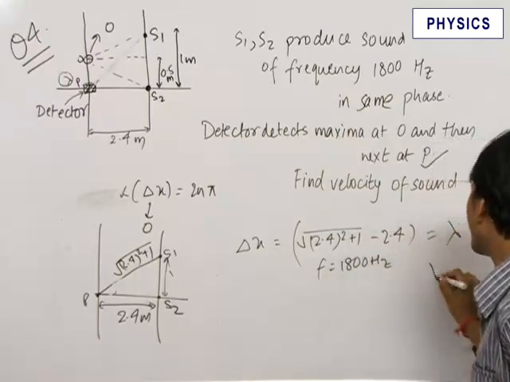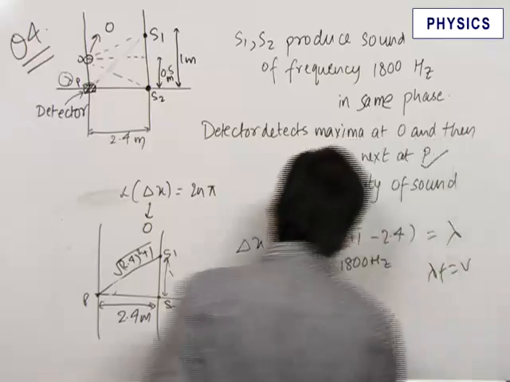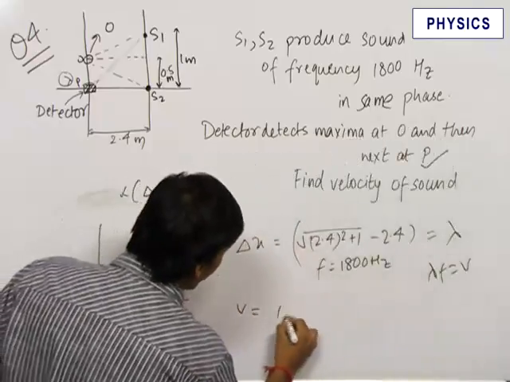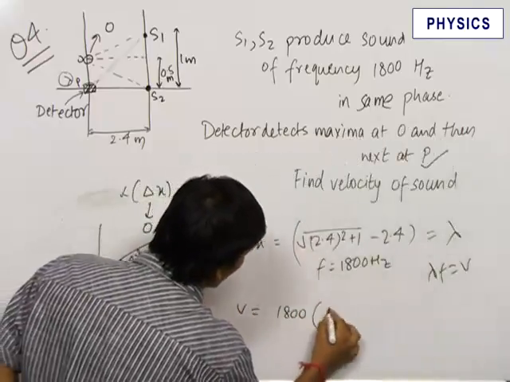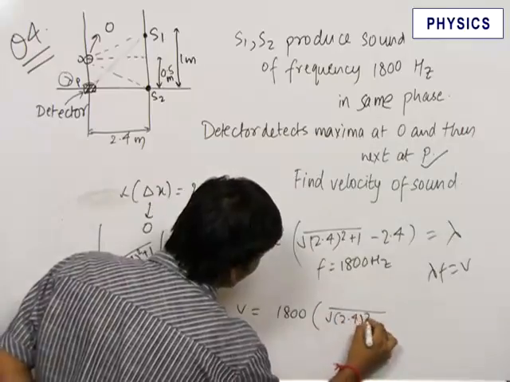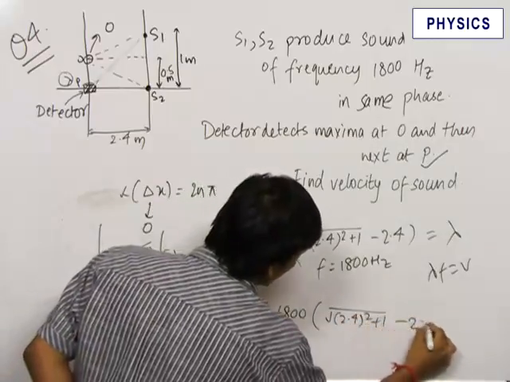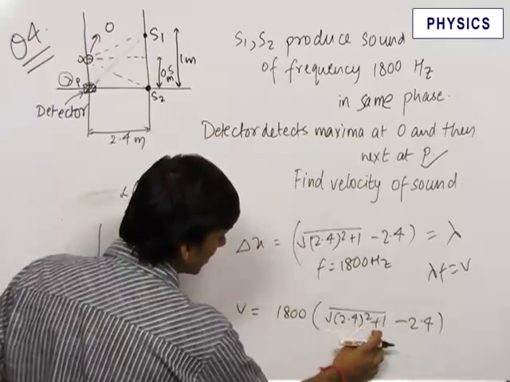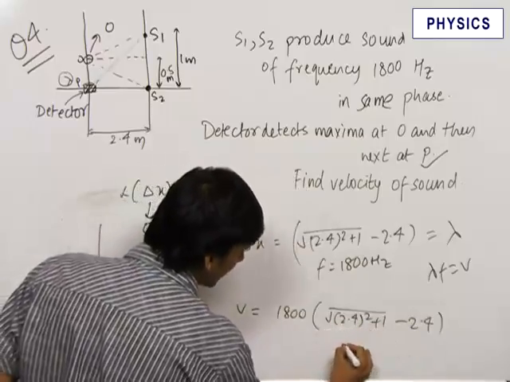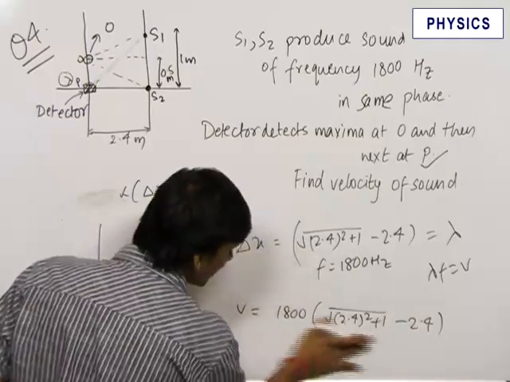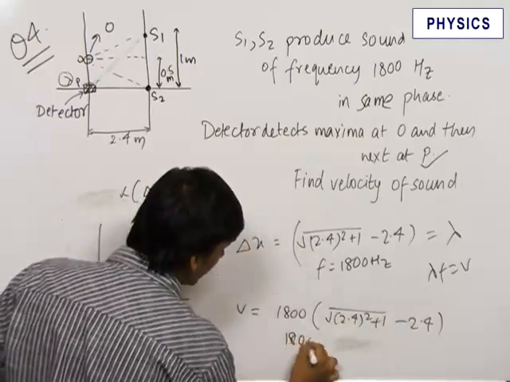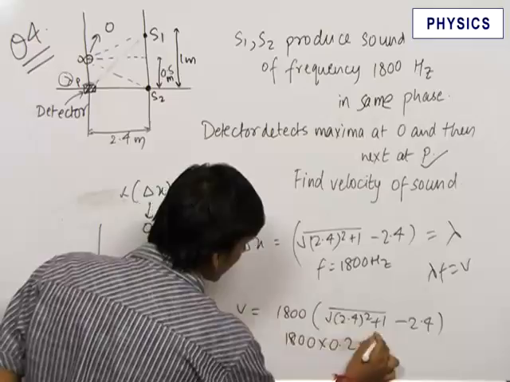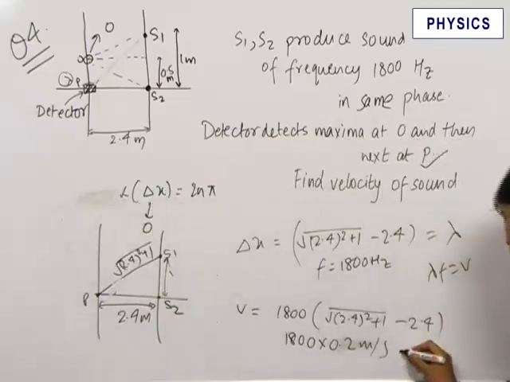Now, we know that lambda f is equal to v. Therefore, the velocity of sound will be equal to 1800 into root over 2.4 whole square plus 1 minus 2.4. This is equal to 5.76 plus 1, that is 6.76. Root over 6.76 is 2.6. 2.6 minus 2.4 is 0.2, that is 1800 into 0.2 meters per second, that is equal to 360 meters per second.